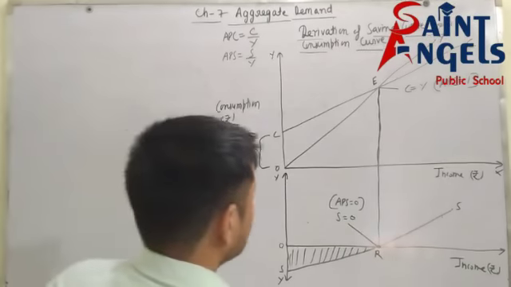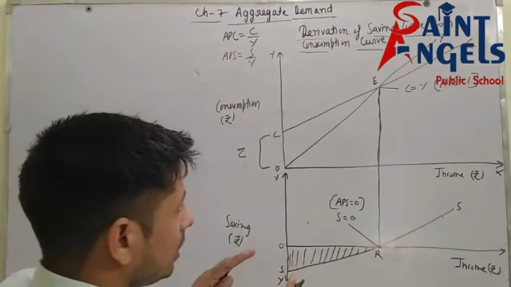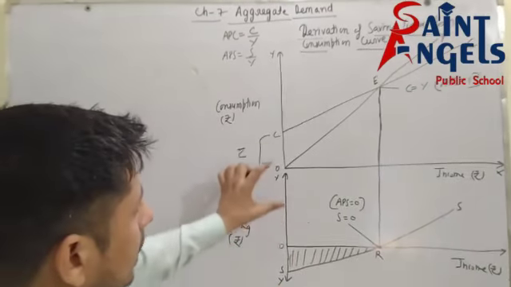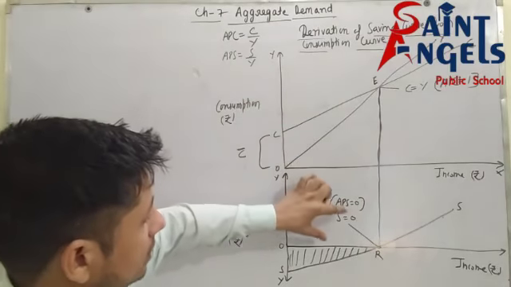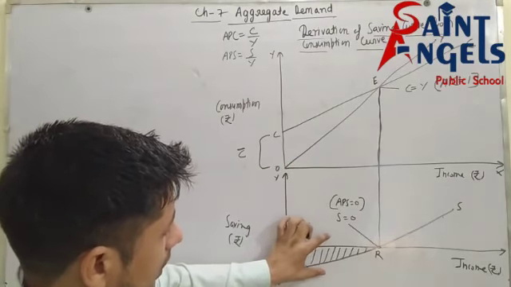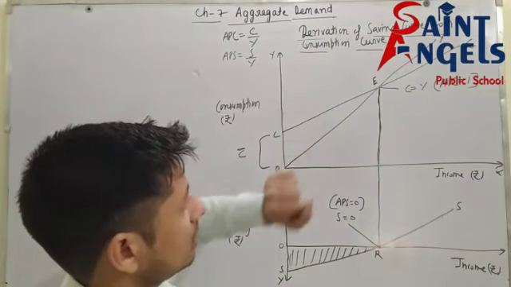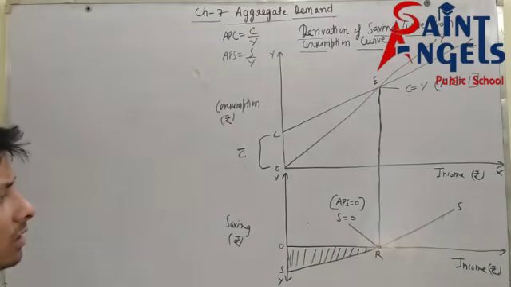See, after this we are trying to explain the derivation of saving curve with the help of consumption curve.